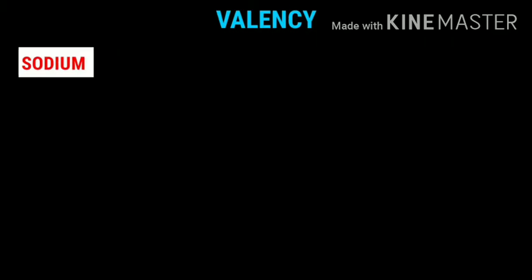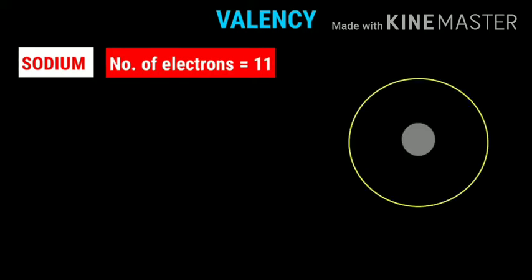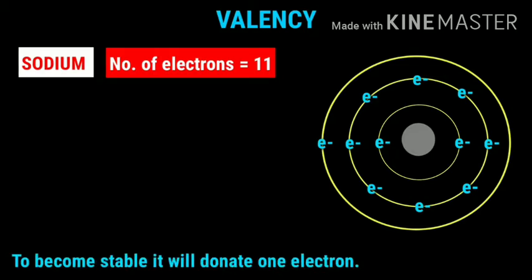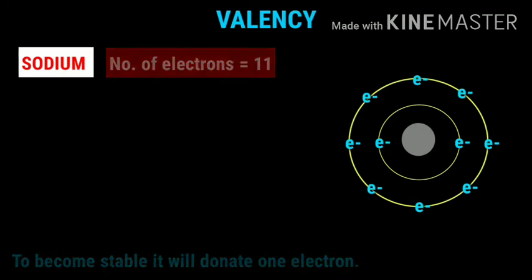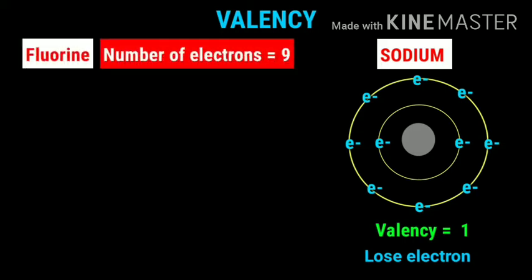Let's take the example of sodium. Sodium atom, its atomic number is 11, means number of electrons is 11. In its first shell, 2 electrons are there. In the second shell, 8 electrons are there according to the rule, and 1 electron is remaining, that will be in the third shell, the M shell. This 1 electron will be donated by it to make it 8, because when this 1 electron goes away, then its shell will be completed. So its valency is 1 because it is losing 1 electron.